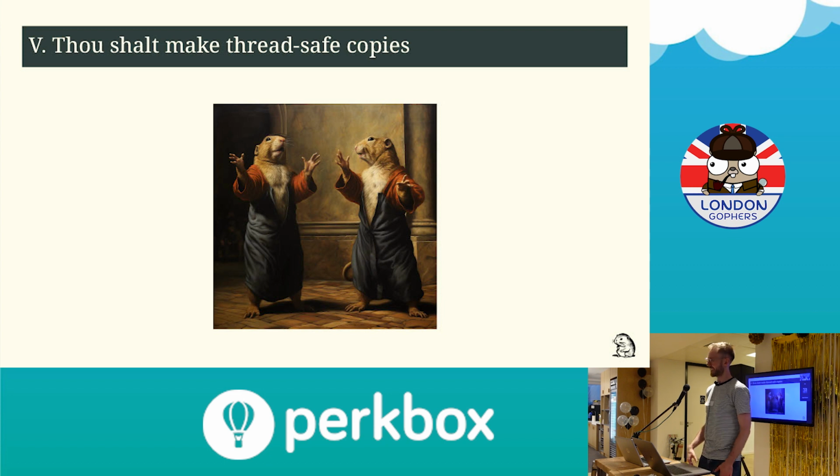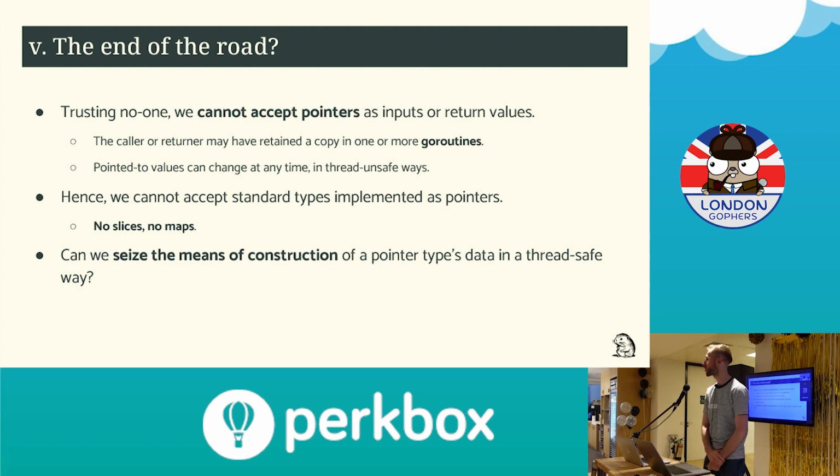Things are going to get ugly, okay? Now, we shan't make thread-safe copies. We've talked about pointers, right? Trusting no one. We can't accept pointers because they change underneath us, okay? Hence, we can't accept slices. We cannot accept maps because these are implemented as pointers.